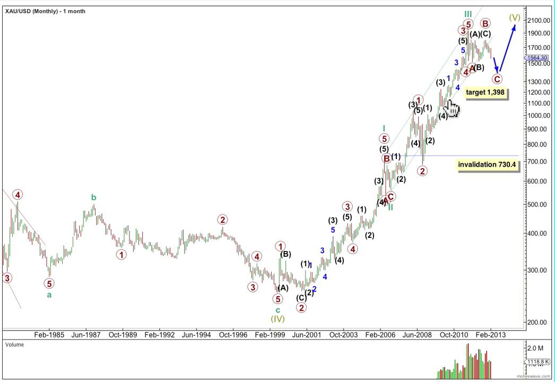If it does, we'll redraw the channel from the low of 2 to wherever 4 ends and place a parallel copy on the high of 3. I'd expect the fifth wave to end midway in such a channel. The fourth wave can't move into the first wave price territory. At cycle degree, on the monthly chart, my wave count is invalidated with movement below 730.4.